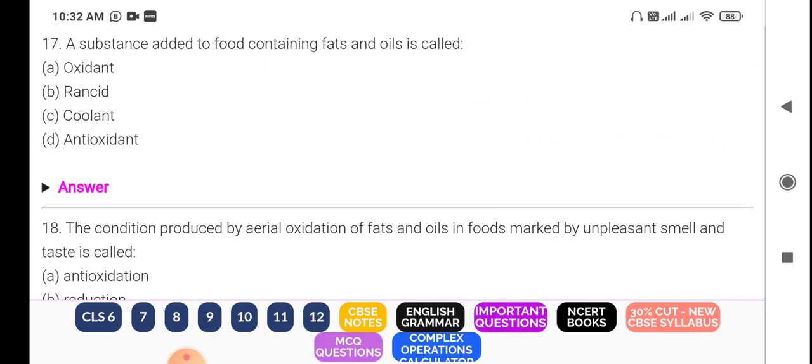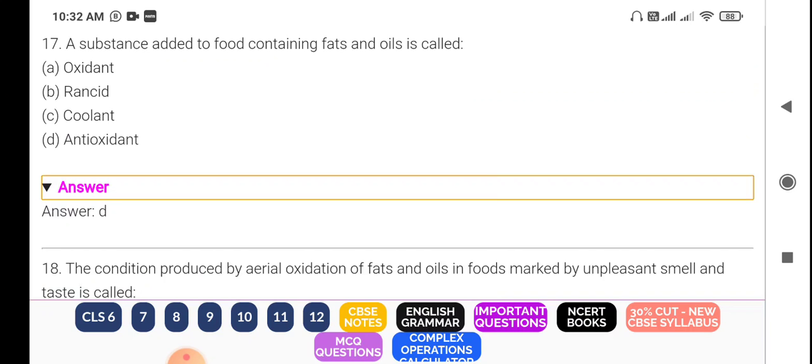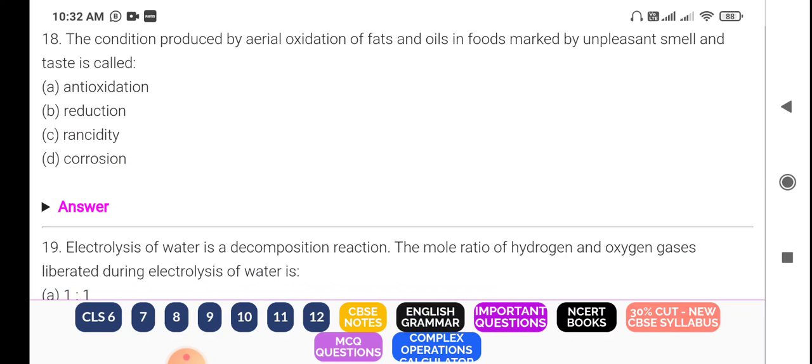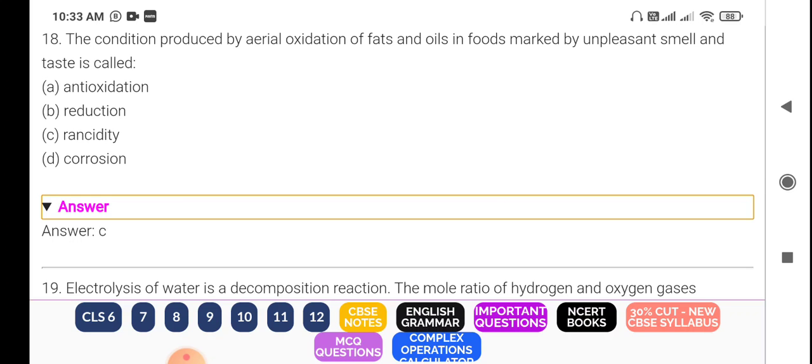17th question. A substance added to food containing fats and oils is called oxidant, rancid, coolant, or antioxidant. So the answer is antioxidant. D is the correct answer. The condition produced by the aerial oxidation of fats and oils, in which foods are marked by an unpleasant smell and taste, is called anti-oxidation, reduction, rancidity, or corrosion. The correct answer is C, rancidity.